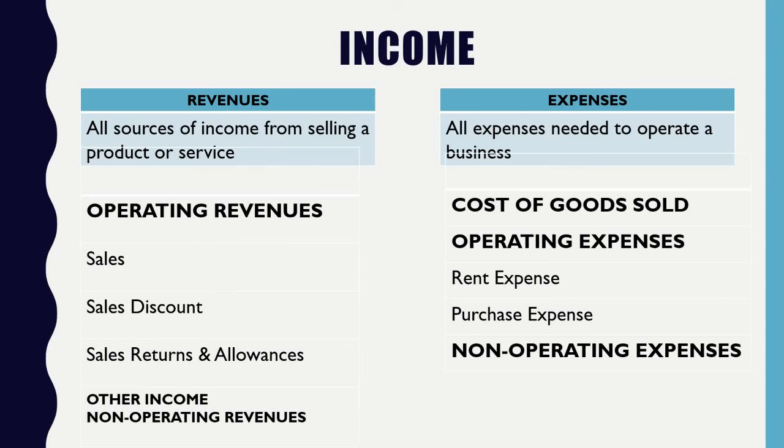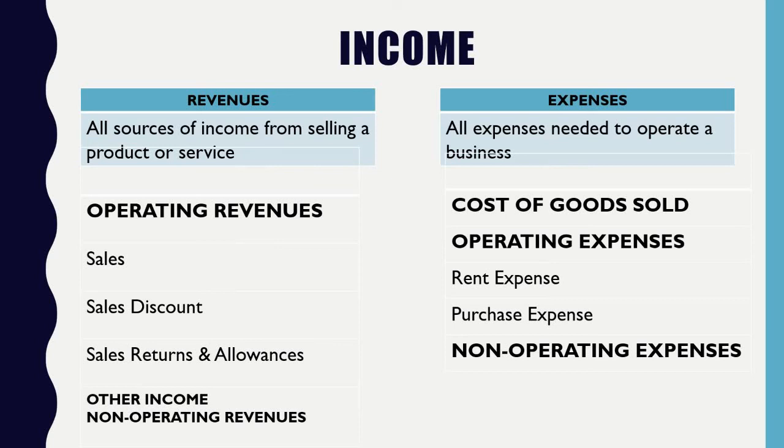Okay. And then of course, lastly, we have our expenses. There are 3 categories that I want you to understand under expenses. First one's going to be cost of goods sold. This one's going to be directly correlated to your inventory, okay?